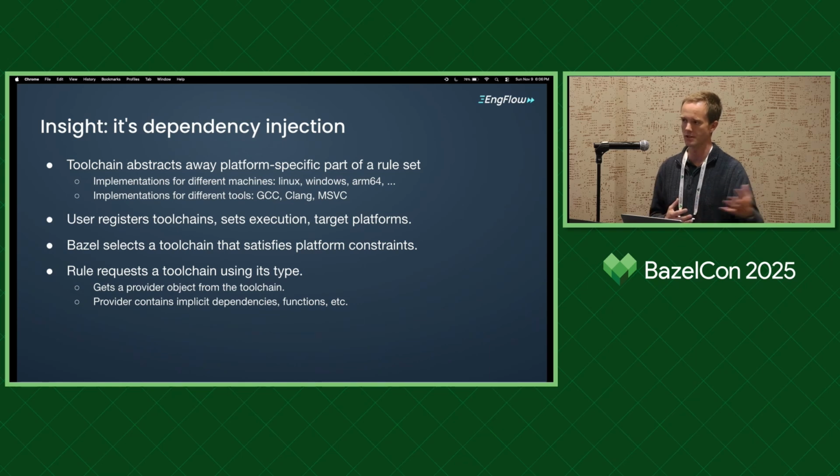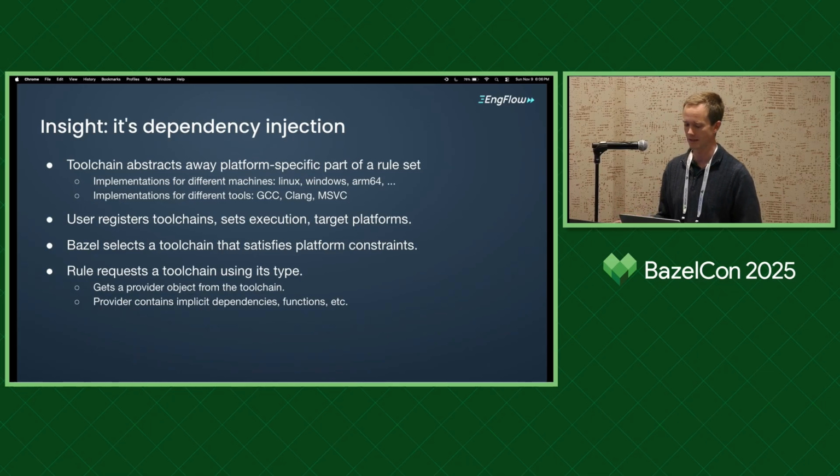The user registers all the different tool chain implementations that they want. Like here's one for Linux, here's one for macOS, here's one for Windows, and so on. And Bazel will automatically pick which tool chain you're going to get based on the constraints. So this one is compatible with such and such. So when the rule actually runs, you get access to the tool chain.